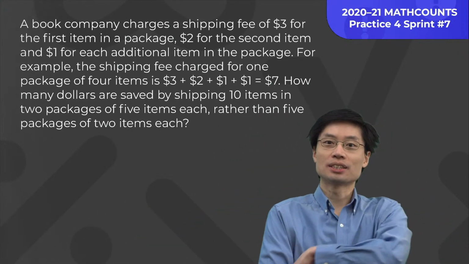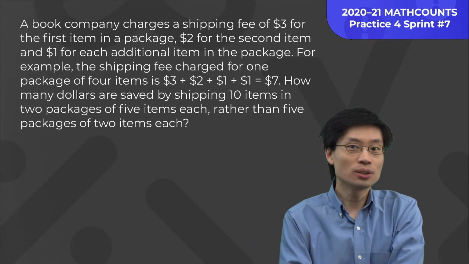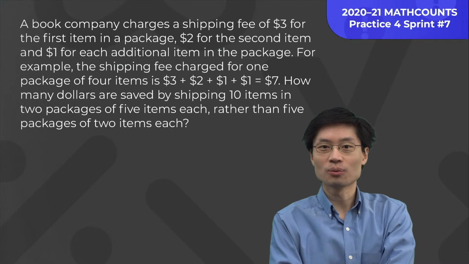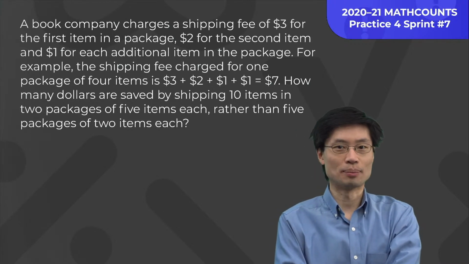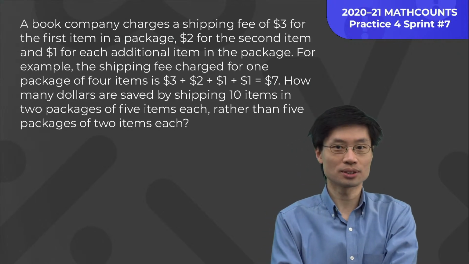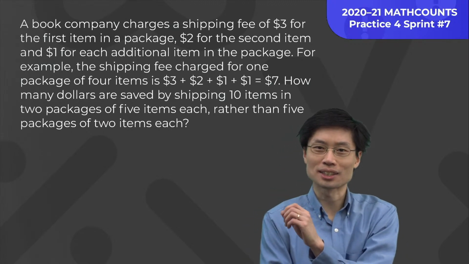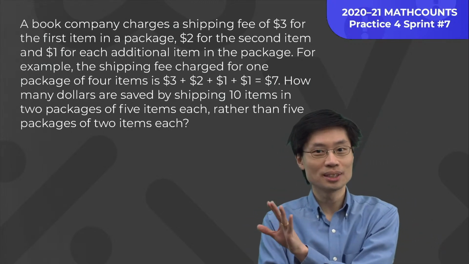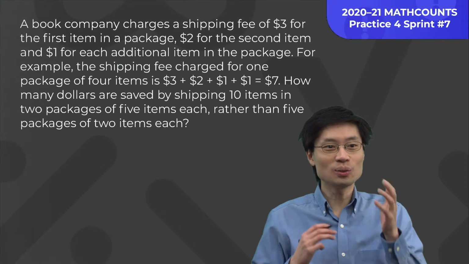A book company charges a shipping fee of $3 for the first item in a package, $2 for the second item, and $1 for each additional item in the package. For example, the shipping fee charged for one package of 4 items is 3 plus 2 plus 1 plus 1, which is 7. How many dollars are saved by shipping 10 items in 2 packages of 5 items each, rather than 5 packages of 2 items each?